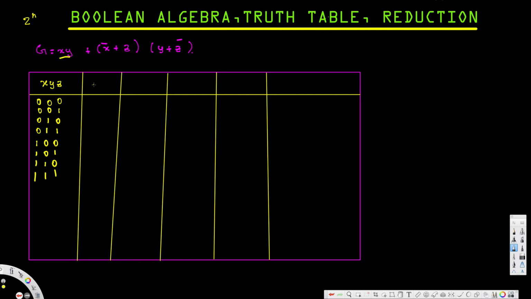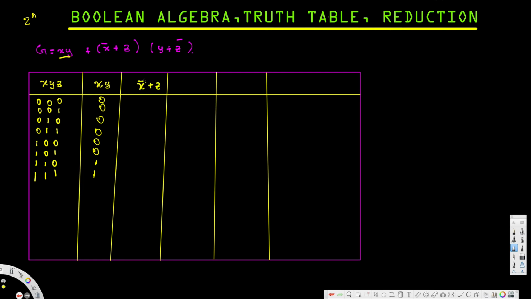So these are the combinations we are going to have, and after that we have to find the first term. This is XY. So let's see where we are going to get 1 for XY. In order to get 1, both X and Y have to be 1, right? Because this is the AND gate. So X and Y are both 1 only in the last two terms. So these are the only two places where we are going to have 1 right here. Others are going to be just 0. Okay. Now let's look at the next one, that is X bar plus Z.